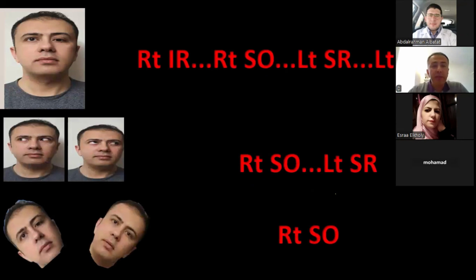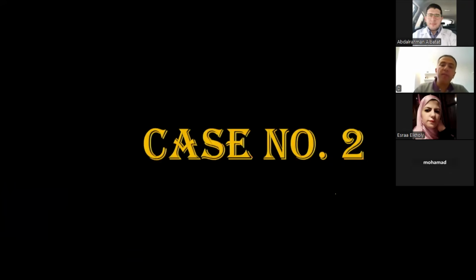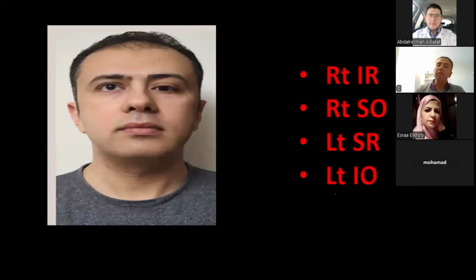Right over left. So we have 4 muscles. Right over left, which is worsened on the left gaze. So it's either the right superior oblique or left superior rectus. It's worsened more on right head tilt, so it's only right superior oblique. Let's go for case number 2 to make it maybe much clearer.